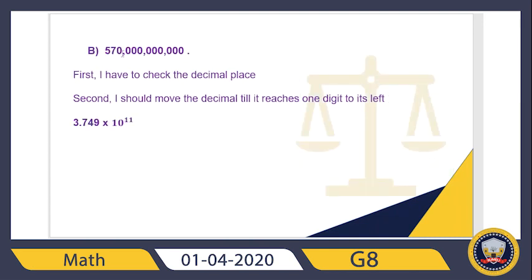57 and how many zeros? 1 2 3 4 5 6 7 8 9 10. I cannot even read this number. It's a very big, very large number. I believe it's 570 billion. So it's a very huge number, and they are also asking me to write this number in scientific notation.